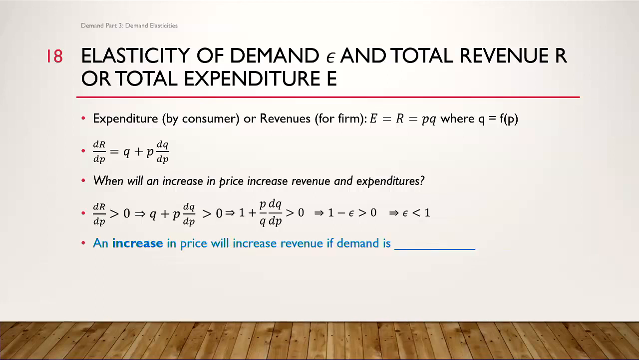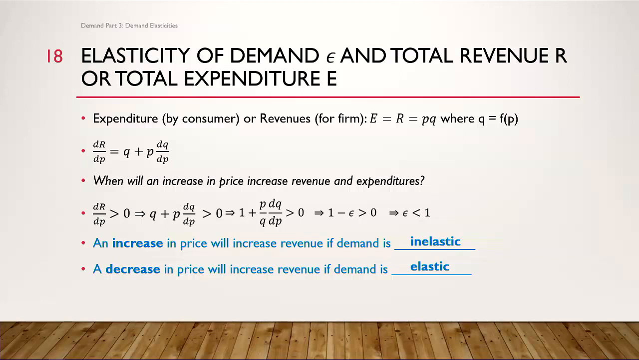So to summarize, an increase in the price will increase revenues if demand is inelastic. You raise your price, your revenues will go up. Well, if the price goes up and you're the consumer, your expenditures will go up. Conversely, if the price goes down, then your revenues will increase if demand is elastic. You lower the price. If demand is elastic, the increase in the quantity demanded will be so big that your revenues will go up. And likewise, if your expenditures are elastic, when the price goes down, your expenditures will go down.